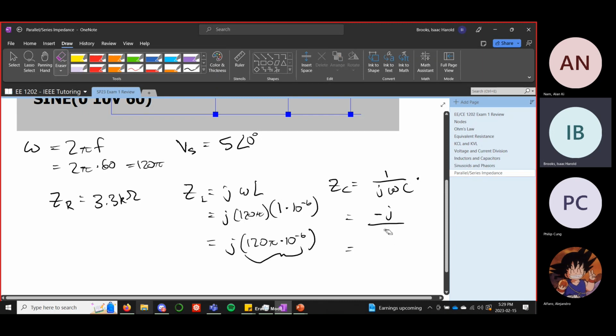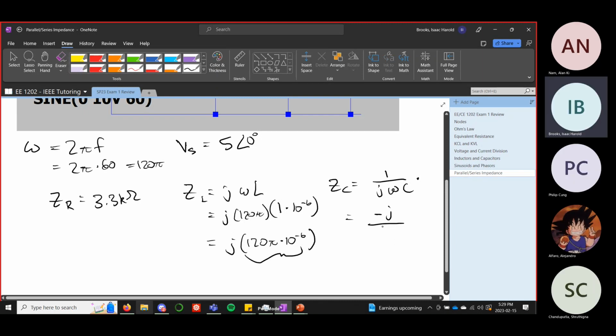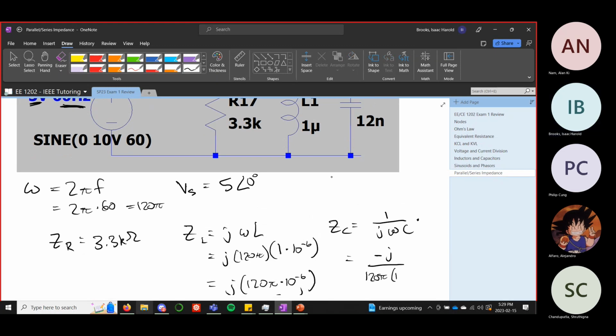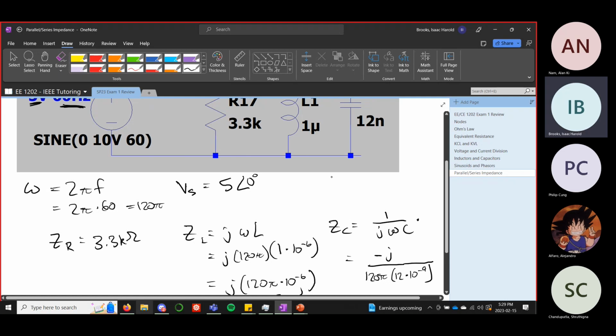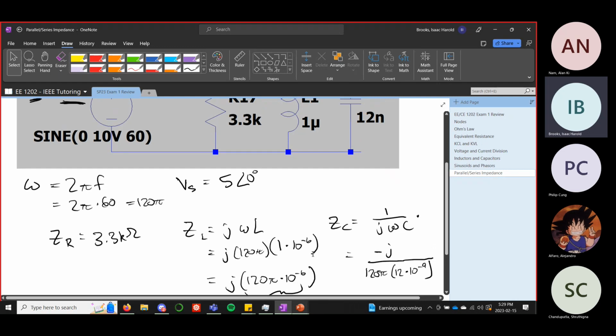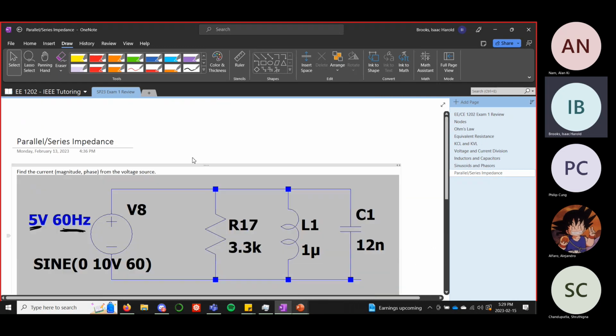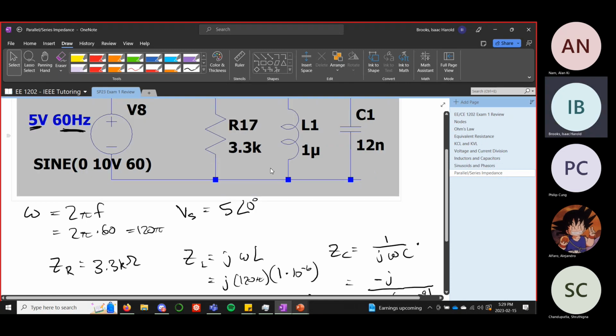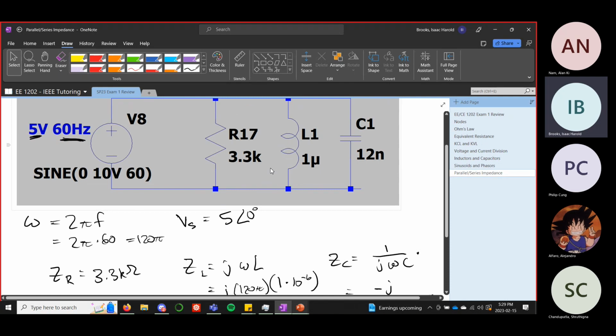So let's say that this is negative j over omega, which is 120 pi. And what is C? 12 nano. What is nano? 10 to the negative 9. Okay. So we can calculate these all out, but how do we actually get the equivalent impedance as seen by this voltage source? These are combined in parallel. So how do we add components in parallel?